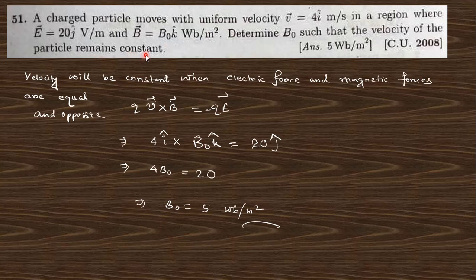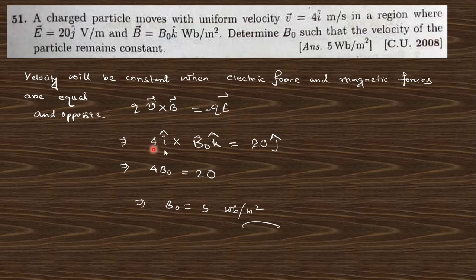So for constant velocity of the particle, the net force on this particle must be 0. There are two forces, the magnetic force and the electric force. These two must be equal and opposite so that they cancel each other. So q v cross b equals minus q E. Just put in the values: q cancels out, v is 4 i cap, b is b0 k cap, whereas the electric field is 20 j cap.